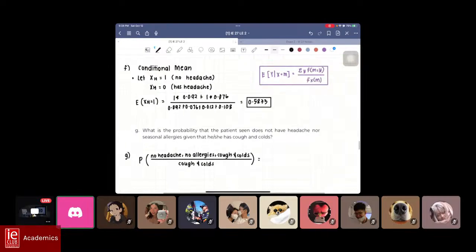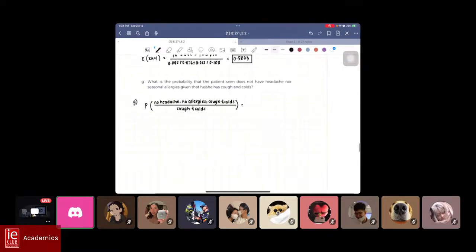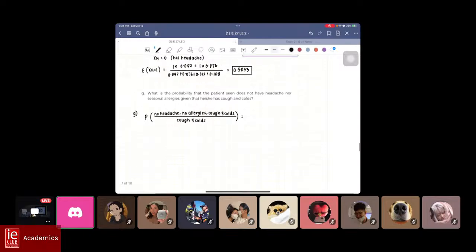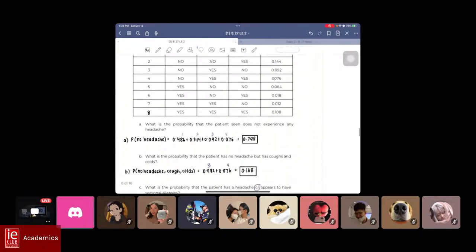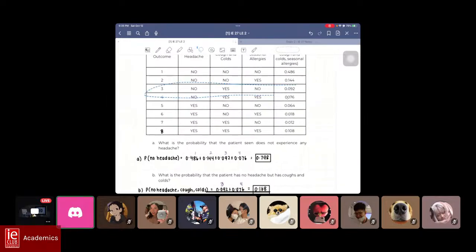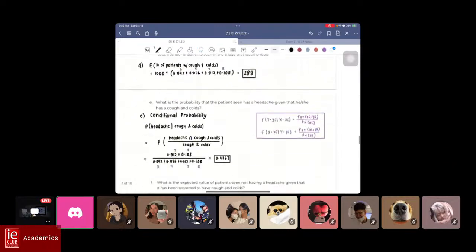And then for letter G naman, what is the probability that the patient seen does not have headache nor seasonal allergies, given that he or she has cough and colds? So no headache, no allergies, and cough and colds. That corresponds to outcome 3 in the table, so it's 0.092.